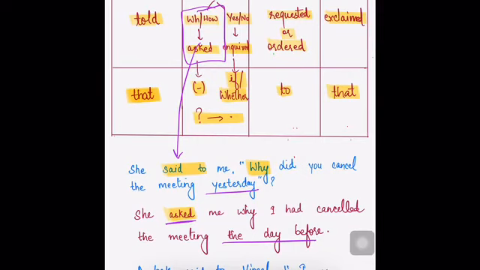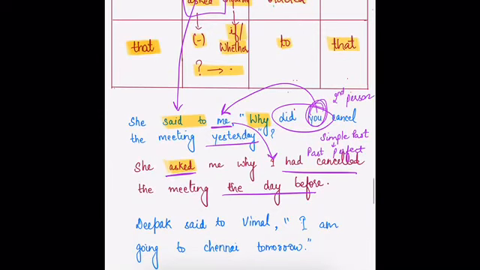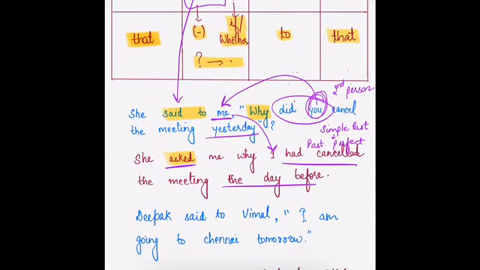Yesterday changes into the day before. Why did you? Did you will change into I had. Why? Because this is your second person, and second person refers to the object, and your object is me. So that is why we are using I. And this is a simple past tense. So simple past will change into past perfect, right? So that is why we have used had cancelled. I think it is clear. Moving on to the next example.